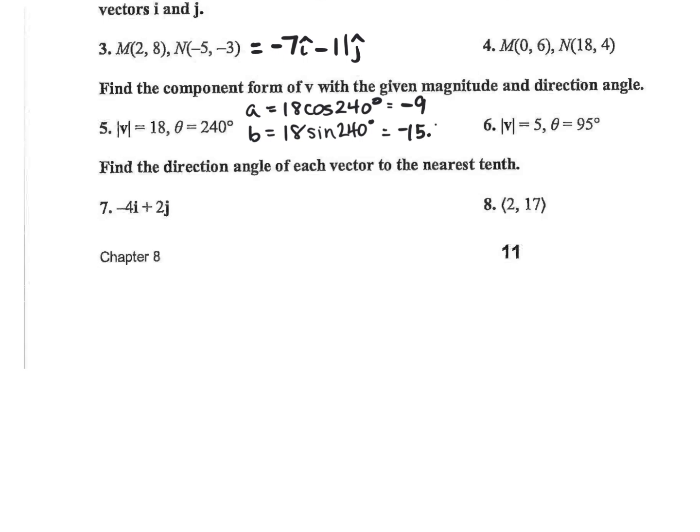Negative 15 point what? 6? All right, so how do we write that in component form? We literally just put it in pointed brackets, okay? So why don't you try number 6 on your own and find the component form.